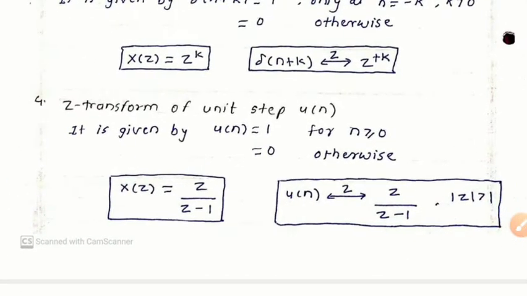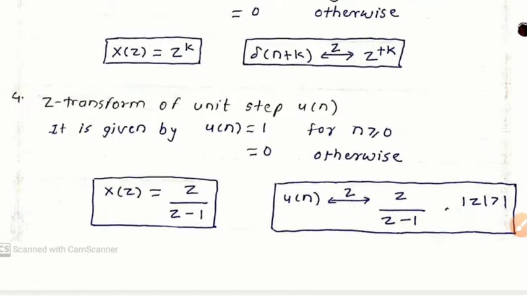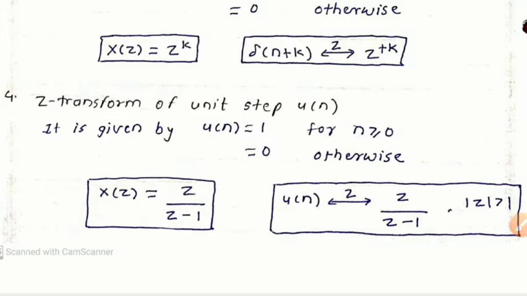So the next, number four, is the Z transform of the unit step. The given signal is the unit step signal, or we can say unit step sequence, and it is denoted by u of n. It has a value u of n equal to 1 for n greater than or equal to 0. So what will be its Z transform?